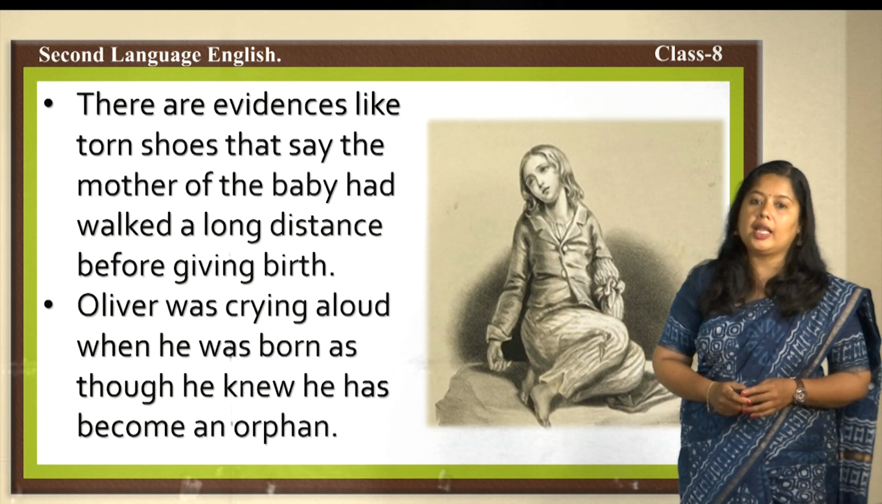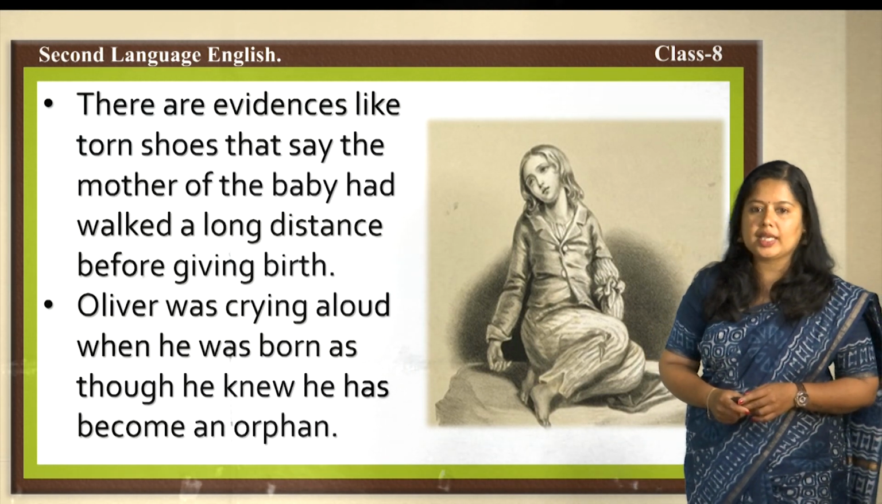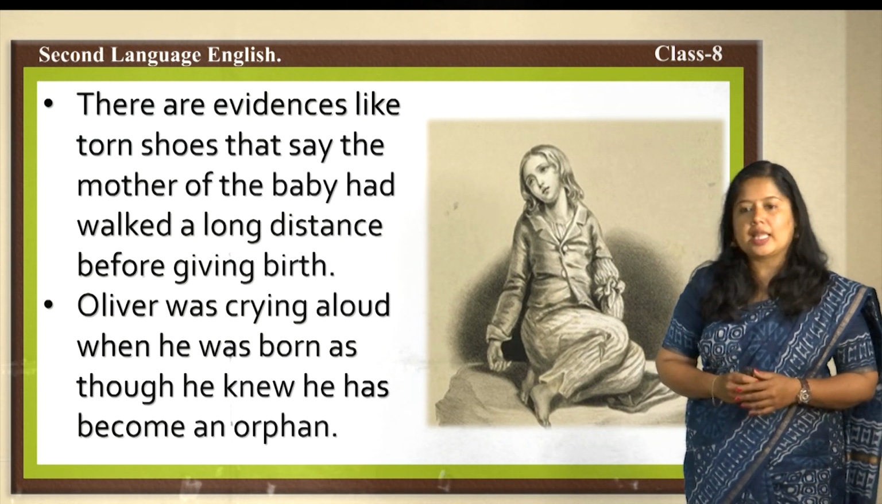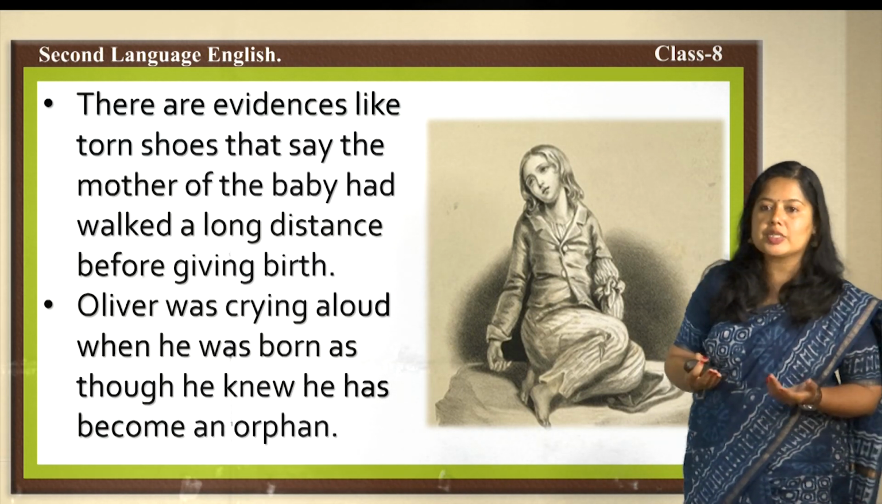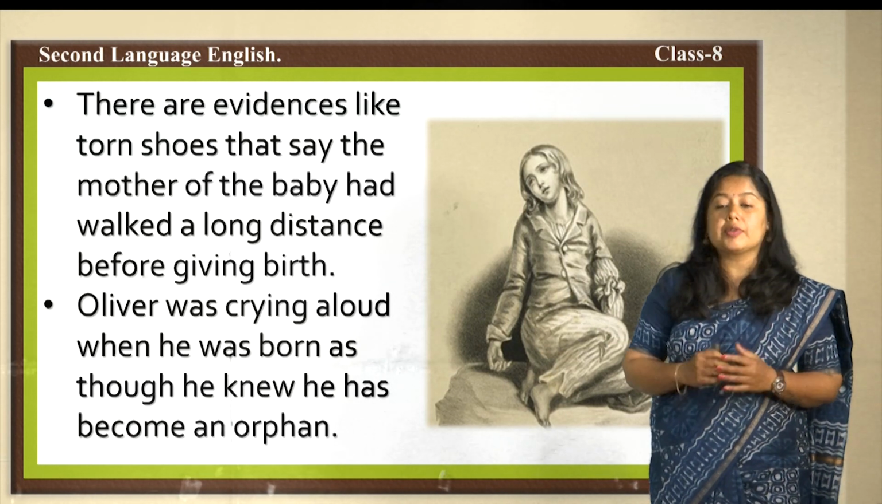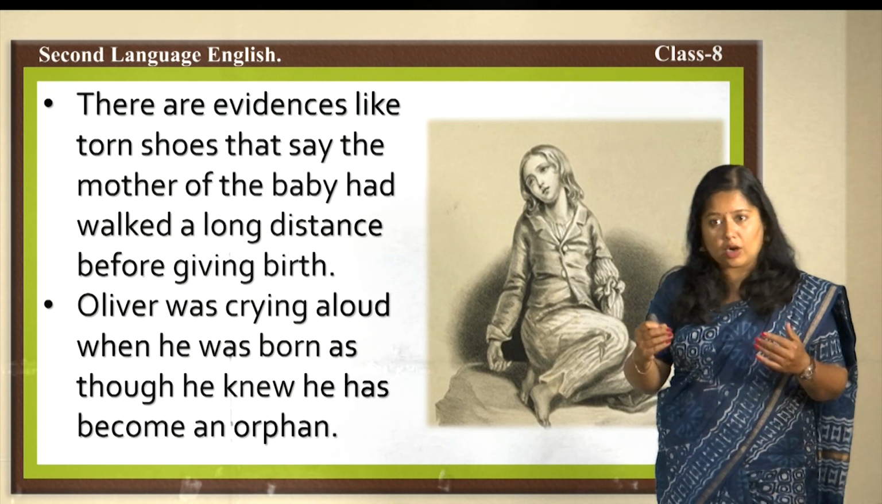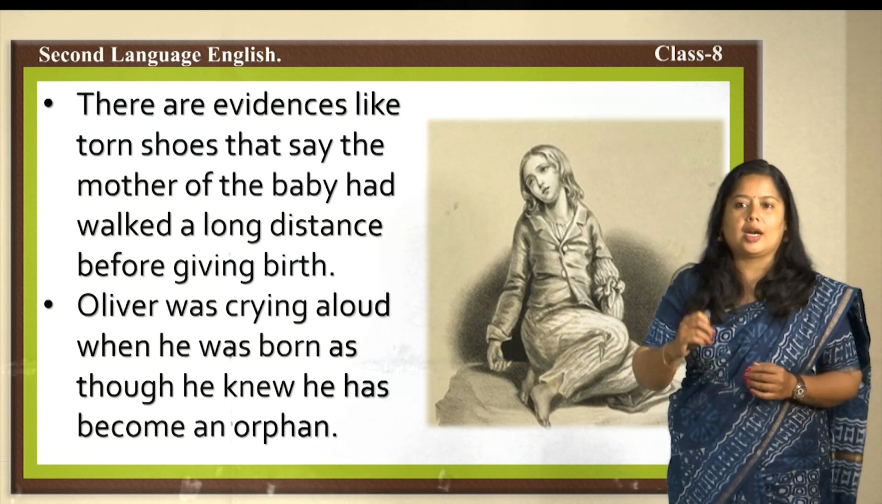Oliver was crying aloud when he was born, as though he knew he had become an orphan. There were no traces of the child's father. Nobody knew who Oliver's father was. So, he was crying aloud. That means joragi aluvudu. He was crying so loud as though he had got to know that he had been orphaned. Avanige yaru illa anta avanige gottadashtu alta idda.